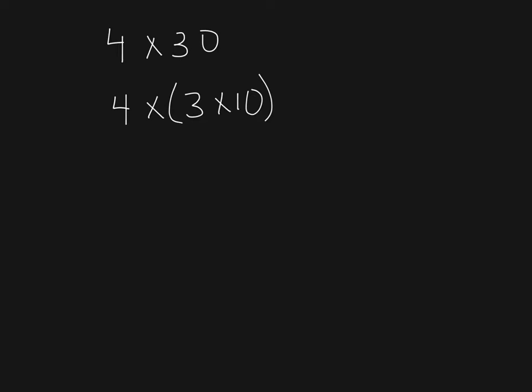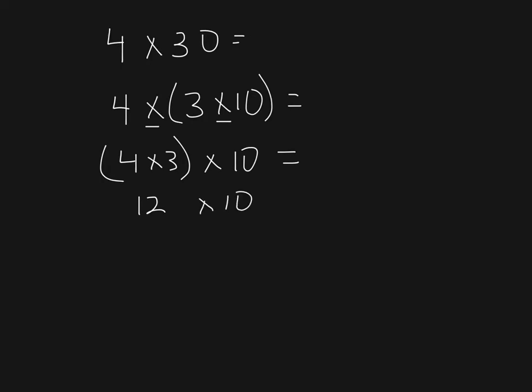And then my next step would be to use the associative property to move those parentheses, because the parentheses tell me which part of the equation to do first. And you see I have only multiplication signs here, so it's okay to move the parentheses and use the associative property. And now I have 4 times 3 times 10. And of course 4 times 3 equals 12.